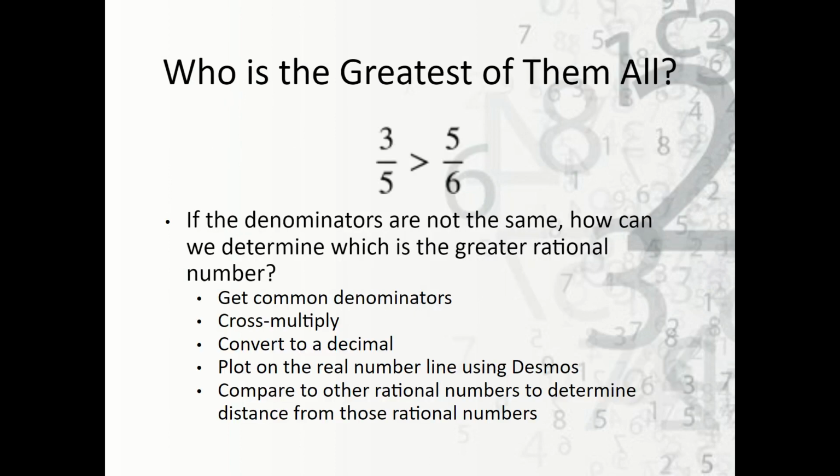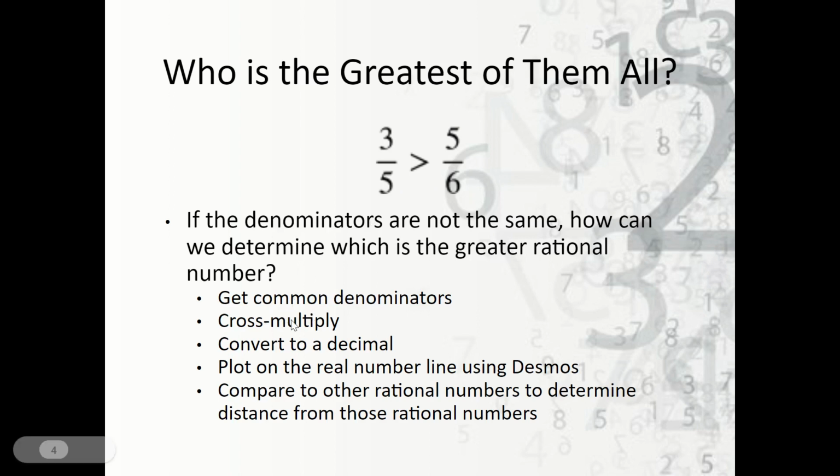So now, who is the greatest of them all? We have 3/5 is greater than 5/6, and we need to determine whether that is a true statement or not. So if the denominators are not the same, how can we determine which is the greater rational number? Well, one answer is we could get common denominators. So I could change this to be over 30 and this to be over 30, and then see what our answer is. That's a lot of work, but that is a possibility.